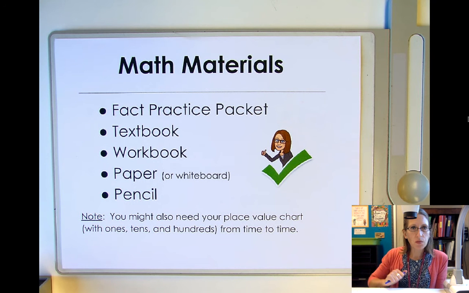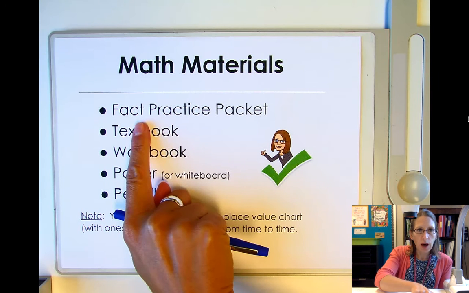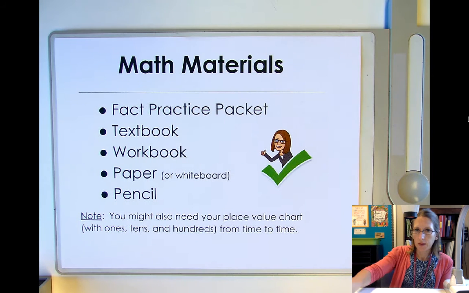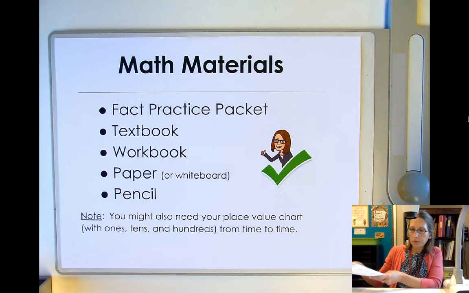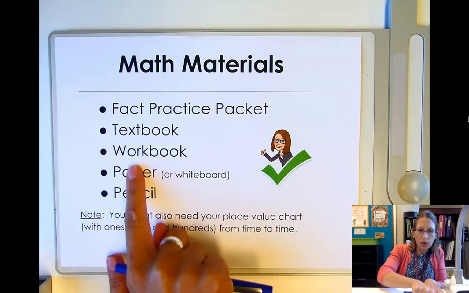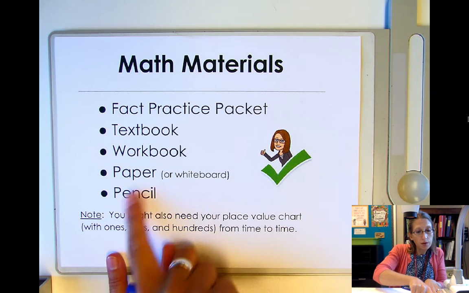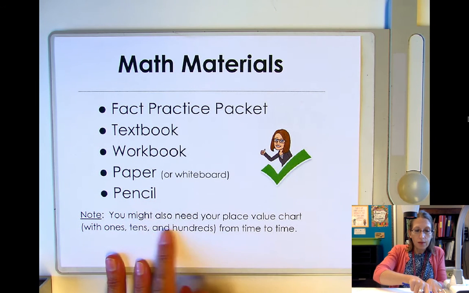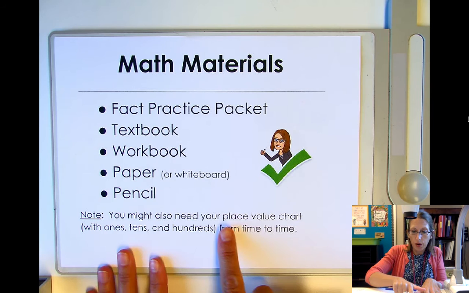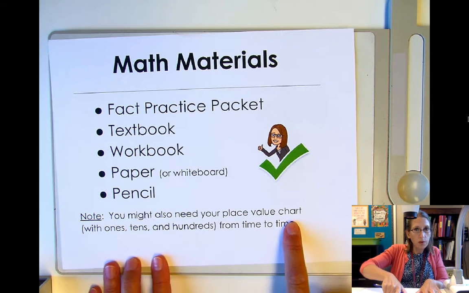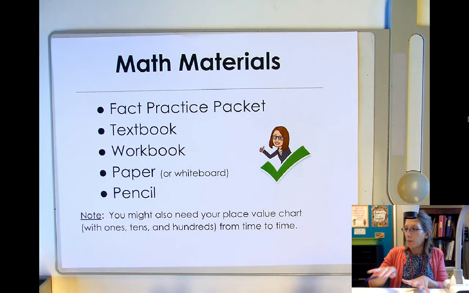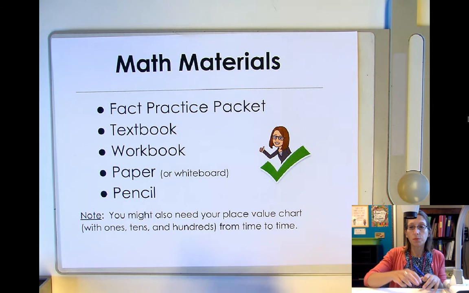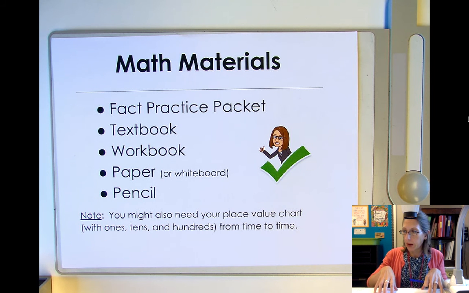So let's see if we are ready for math. Do we have our fact practice packet? I've got mine. All right, do we have a textbook, workbook, paper or whiteboard, and a pencil? And then also we will probably work a little bit with our place value chart today. So it might be a good idea for you to take yours out with your ones, tens, and hundreds. It's really helpful for you to be able to move things around as you're watching and you're also doing it on your board. That's really good for your brain.